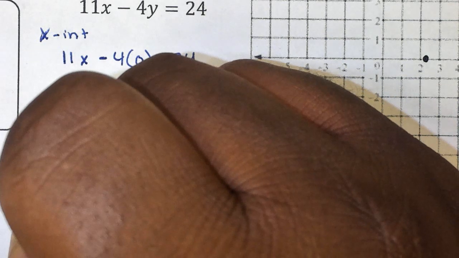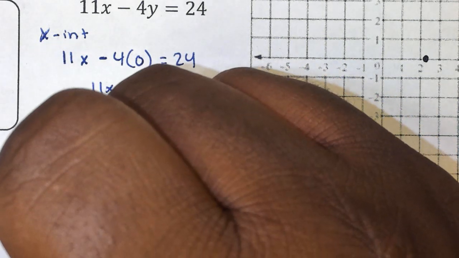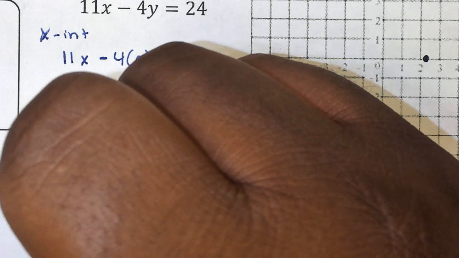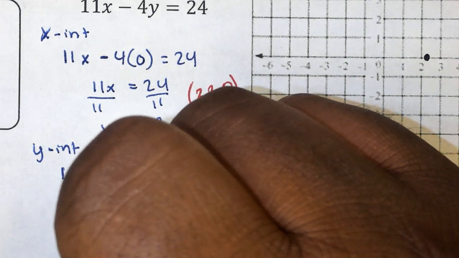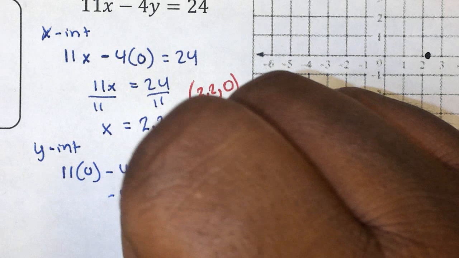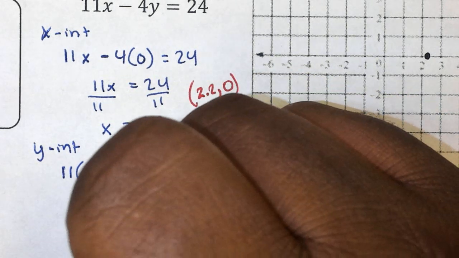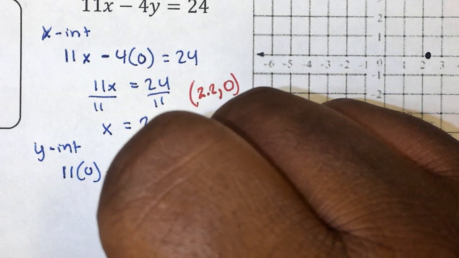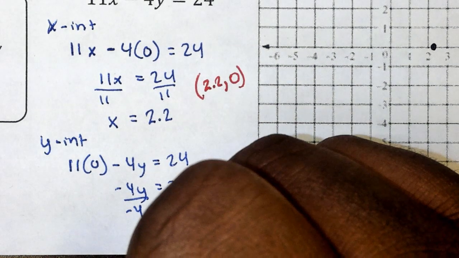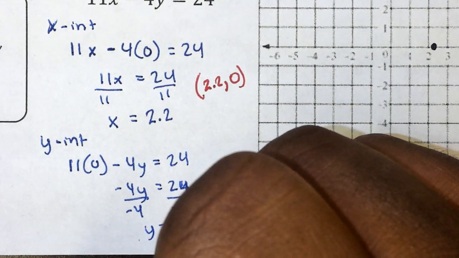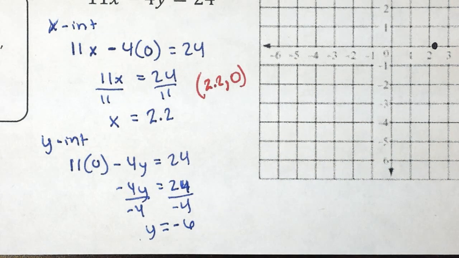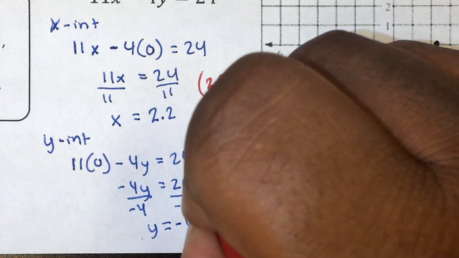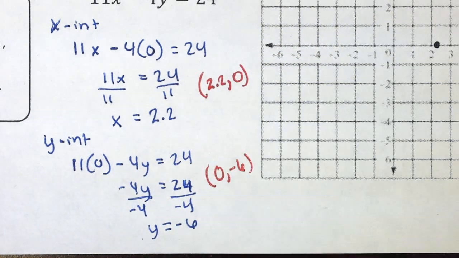This time we're plugging in 0 for x. So 11 times 0 minus 4y equals 24. 11 times 0 cancels out. Negative 4y equals 24. Divide by negative 4, divide by negative 4. Y equals negative 6. So in this case, our y-intercept would be at 0, negative 6.